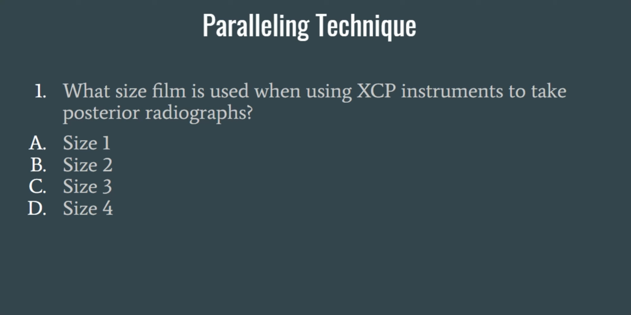What size film is used when using XCP instruments to take posterior radiographs? A, size 1, B, size 2, C, size 3, or D, size 4? The answer is going to be B, size 2.